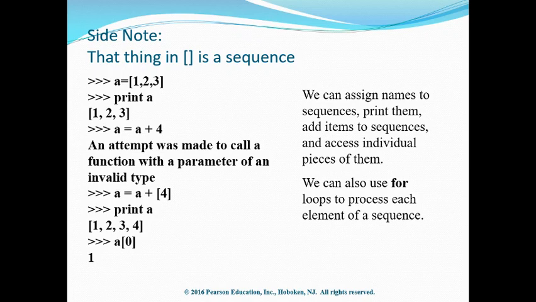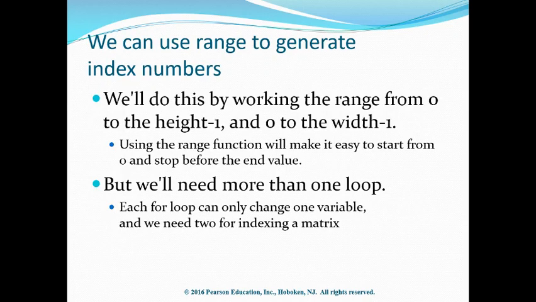But if I said A equals A plus, and then in other brackets 4, right? That's adding two arrays together, which we can do. So then that combines the arrays, and I get the array of 1, 2, 3, and 4. If I wanted to print a certain value, I could say, give me the value at index 0, like A of index 0, and I would return 1.